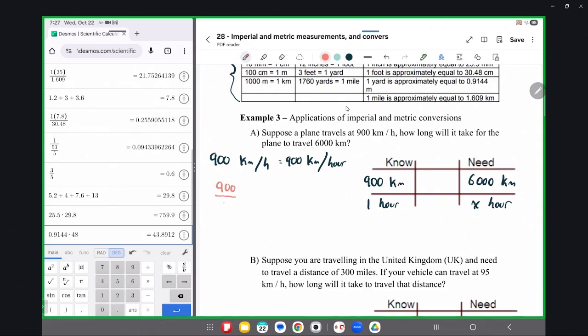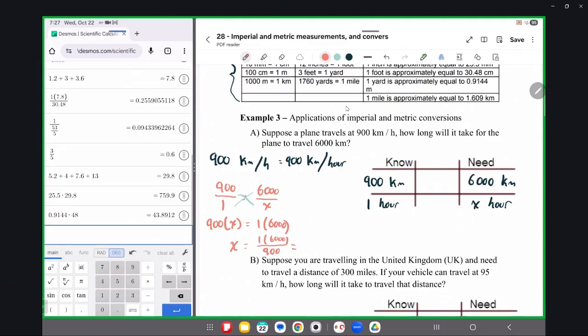900 divided by 1 is equal to 6,000 divided by x. So using the means and the extremes, we end up with 900 multiplied by x is equal to 1 divided by 6,000. And so x will be equal to 1 multiplied by 6,000 divided by 900. I think it's going to be like 5.4 repeating.